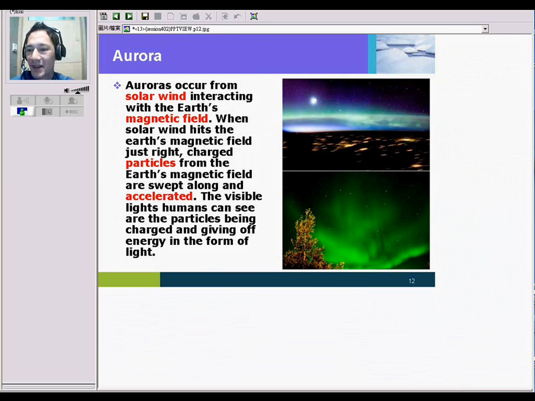Auroras. Now, do your best to keep up here. I try to make this as simple as possible, actually. I left out most of the science. Auroras occur from solar wind interacting with the Earth's magnetic field. When solar wind hits the Earth's magnetic field just right, charged particles from the Earth's magnetic field are swept along and accelerated. The visible lights humans can see are the particles being charged and giving off energy in the form of light. Okay, I'm going to define particles and accelerated first because those are the easier ones.